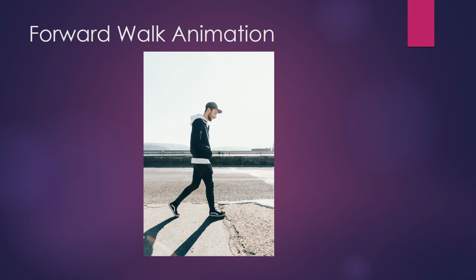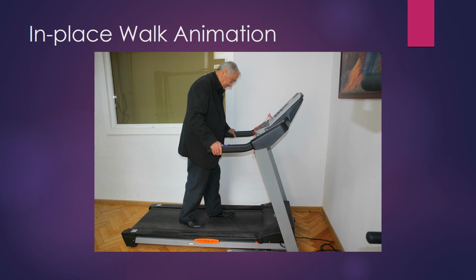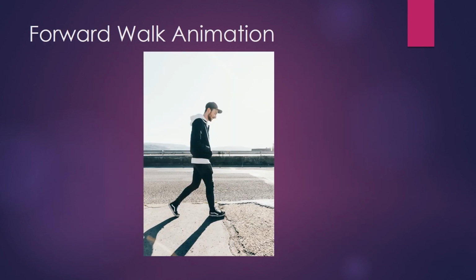Some people will try to do the in-place walk animation and then move their character forward in Maya. Although you can do that, it's a little harder to make sure the feet don't slide around on the ground. As this guy moves forward, that foot will stay stationary on the ground while this one moves forward. If we're animating an in-place walk cycle and then just sliding it forward, sometimes it will look like the foot slides around on the ground and isn't firmly placed there.